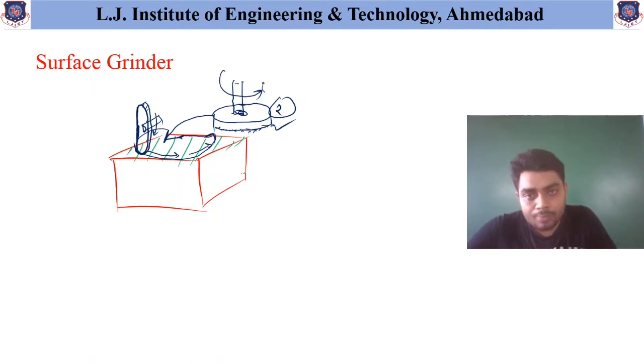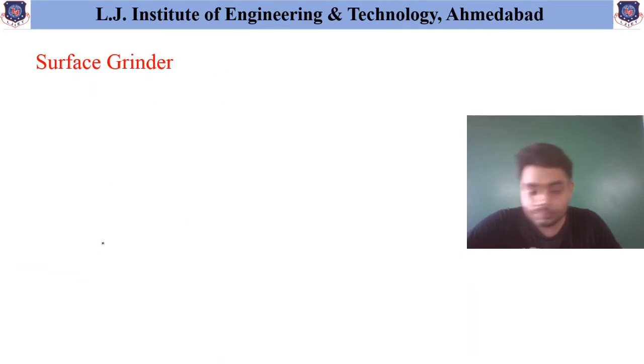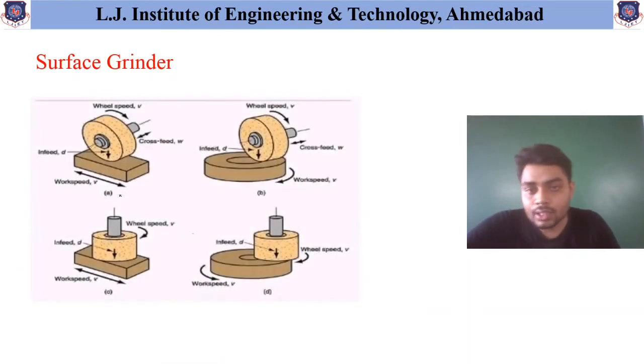So if this type of grinder is used for finishing the top surface of any component, then that is nothing but the surface grinder. I hope it is clear to you what the basic purpose of the surface grinder is and what the different shapes of these surface grinders might be. So let us have a look at a simple figure. As you can see, based on the shape of the component, different types of grinders are used.